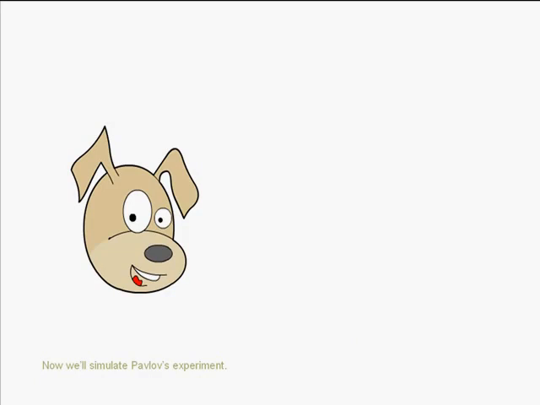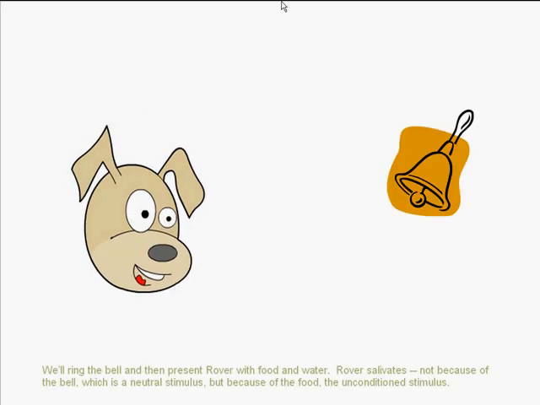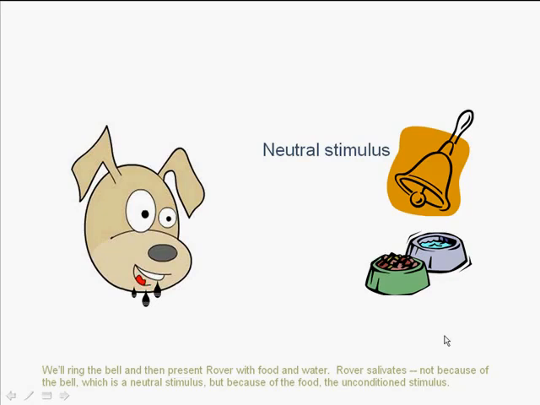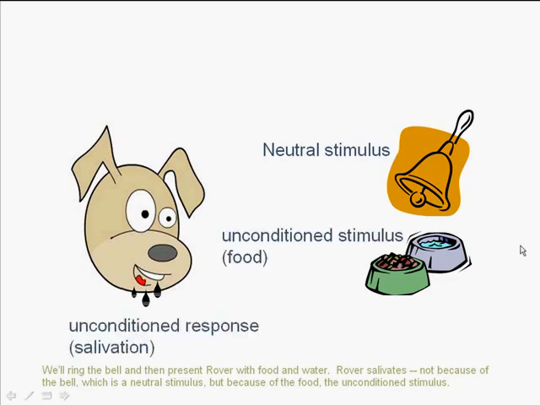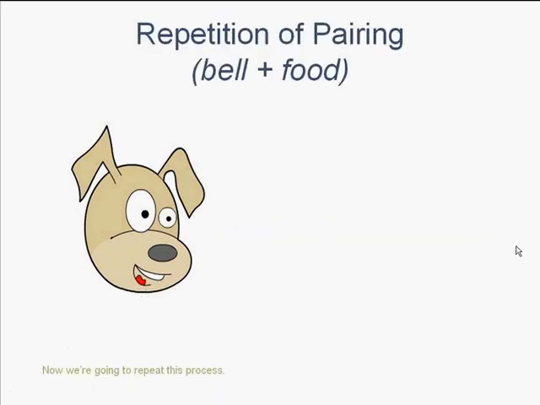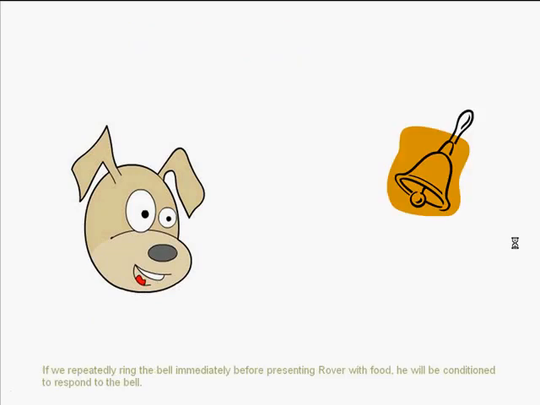Next, we'll simulate Pavlov's experiment. We'll ring the bell and then present Rover with food and water. Rover salivates, not because of the bell, which is a neutral stimulus, but because of the food, the unconditioned stimulus. Now we're going to repeat this process. If we repeatedly ring the bell before presenting Rover with food, he'll be conditioned to respond to the bell.